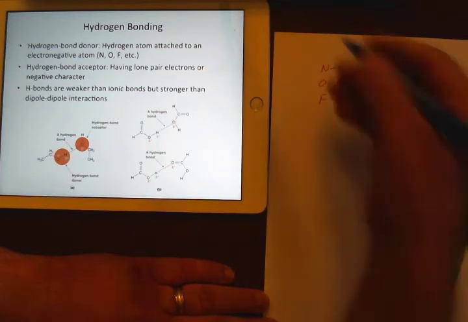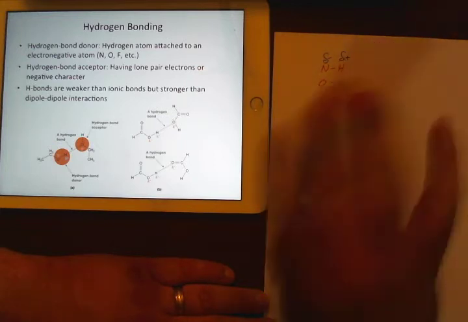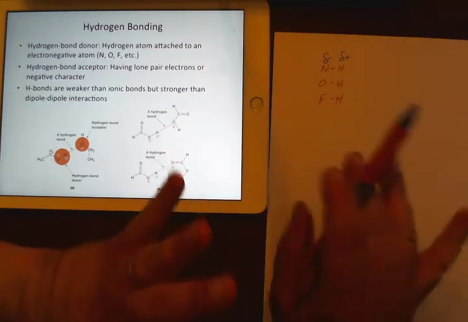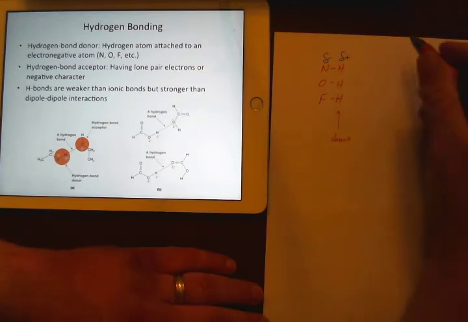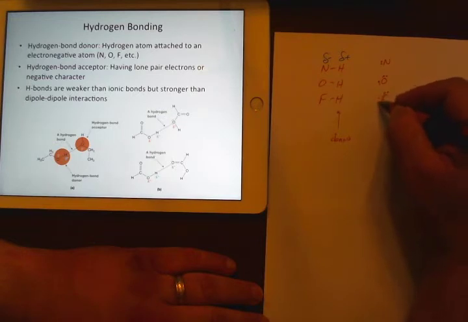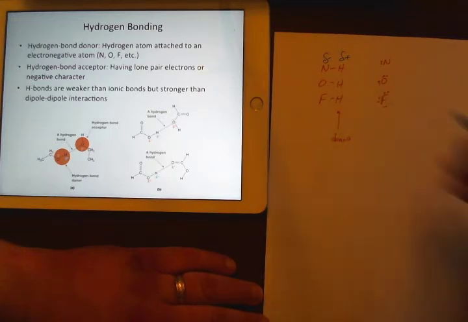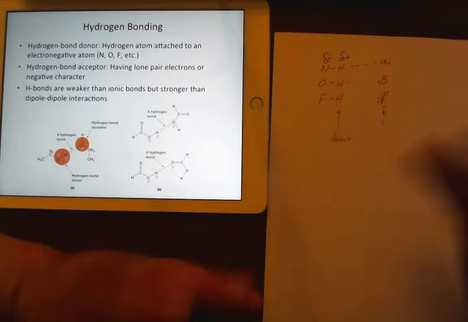So you're going to have this negative side and this positive side. Carbon-hydrogen bonds aren't going to be part of this. These are donors. And pretty much anything with a set of lone pairs, so nitrogen, oxygen usually has two, and fluorine has these right here. This interaction is an acceptor, because it accepts the hydrogen.